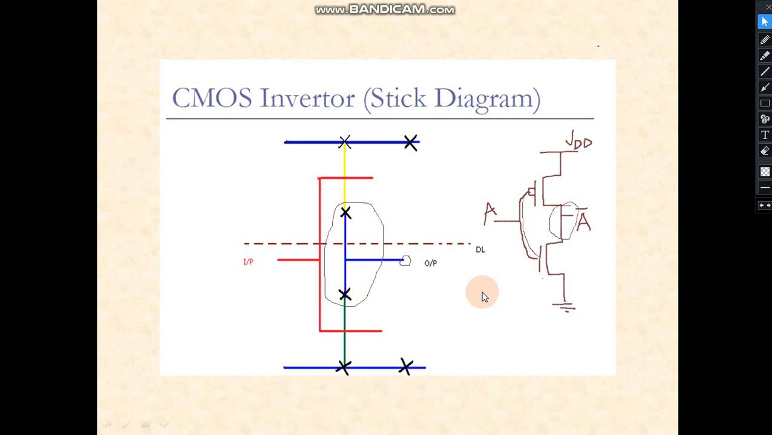So hope you all are getting my point, how we can draw a CMOS stick diagram from its basic circuit. So this is the basic circuit, the basic implementation of CMOS inverter. This one is the stick diagram of CMOS inverter. Okay.